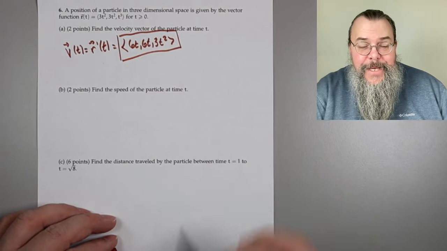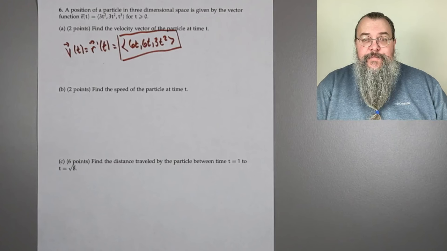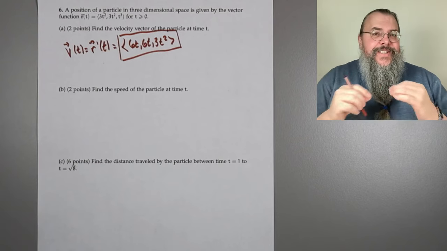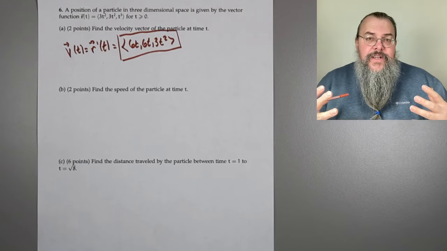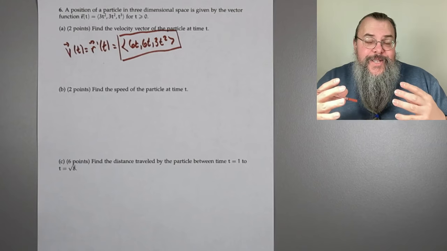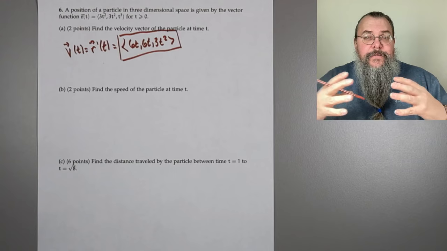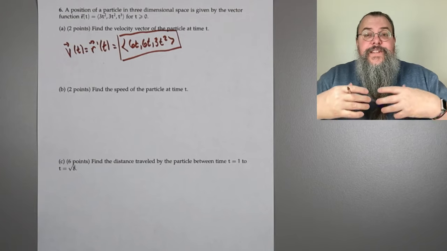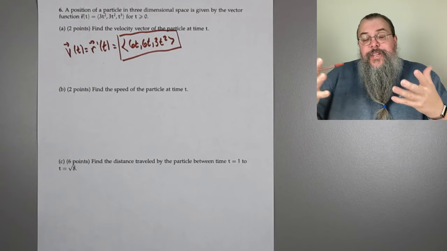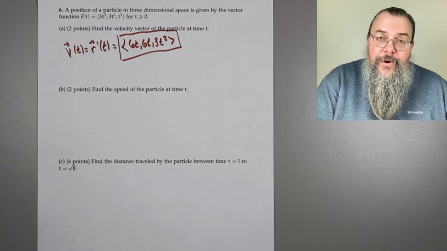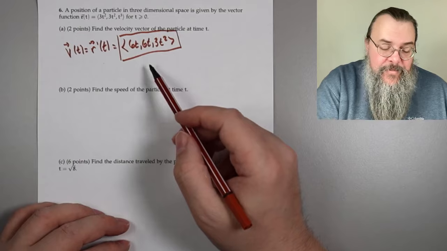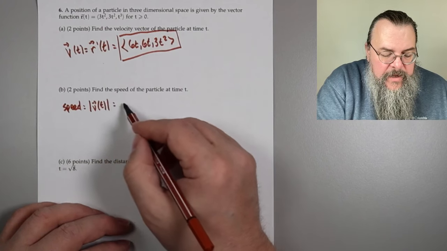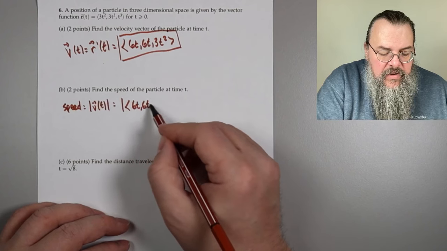Cool. Part B, find the speed of the particle at time t. Now we found velocity. What's speed? Aren't they the same? Well, it turns out there's a slight difference. Speed is a measurement, and so it's a non-negative number. Velocity says, I'm not just a measurement of how fast you're going, but I'm also going to tell you what direction you're in. So velocity is speed plus direction, where speed is its magnitude. So if I want speed, I take velocity and find the magnitude. We're in luck, I have velocity. So speed is the magnitude of velocity. So that's the magnitude of 6t, 6t, 3t squared.